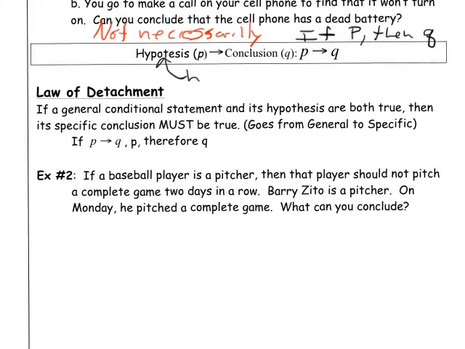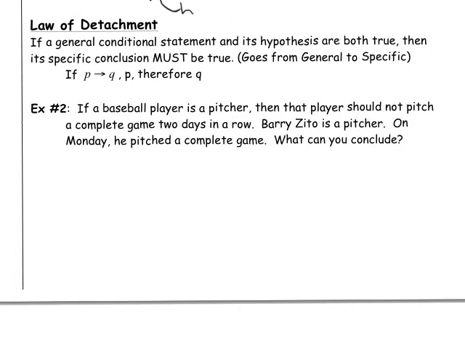All right, let's go on to an example about the law of detachment. Law of detachment, this is when we take a general conditional statement. So some statement that's very, very general. This is important. Very general statement. If a general conditional statement and its hypothesis are both true, then its specific conclusion must be true. So it goes from general to specific. This is really important, that it goes from general to specific.